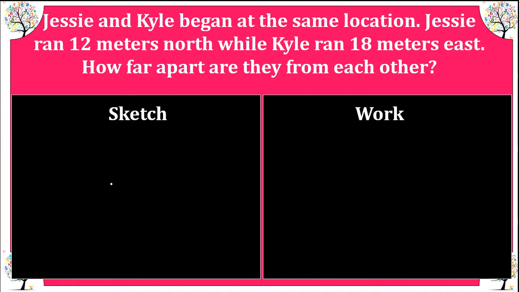So Jesse and Kyle are at the same location. Jesse is going to go north and Kyle is going to go east. So let's just say they start here and then Jesse goes north to here, and that is 12 meters, while Kyle goes east, which is 18 meters. So the shortest distance between each other is going to be from here to here, which is going to represent the hypotenuse. So we have A is 12, B is 18.